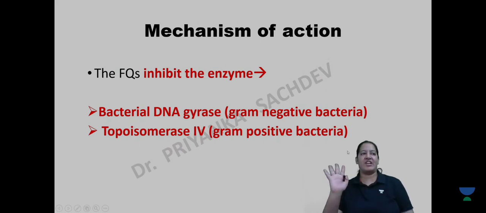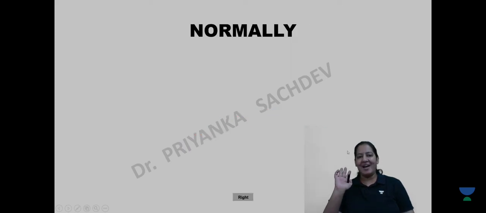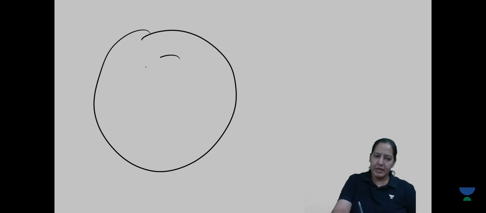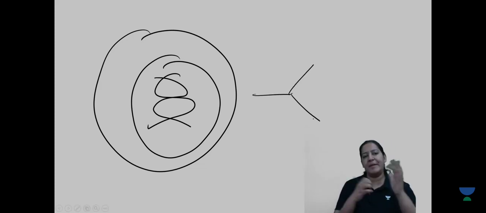Coming to mechanism of action directly. Shall I start? Kishore, Manohar. Shall I start the mechanism of action of quinolones? First, how DNA replication takes place. See, this is a cell. Let me draw a cell of a bacteria. Let me draw the nucleus. Let me draw the double-stranded DNA. This is double-stranded DNA. Tell me how replication takes place. If this cell wants to divide into two cells, how will it happen? How does DNA replication take place?